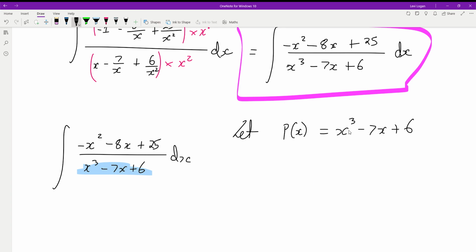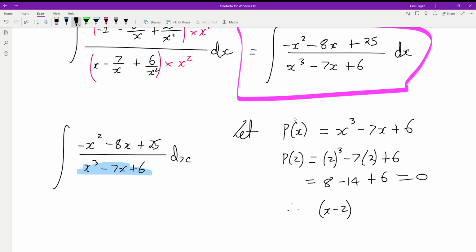I'm not going to try 1, because I'll get 1 here and 1 here and it's just not going to work out nicely, because a cube of a negative number is still going to be negative. But I'm going to try 2 straight away. So p of 2: let x equal 2, so 2 cubed minus 7 times 2 plus 6. That's 8 minus 14 plus 6, and adding those together you get 0. So therefore, x minus 2 is a factor of p of x.